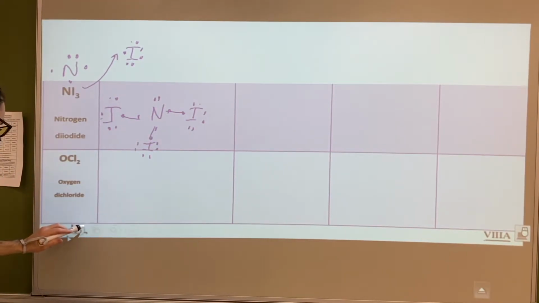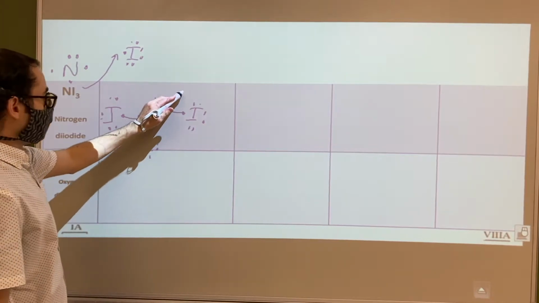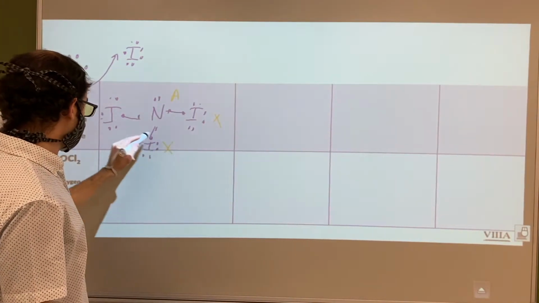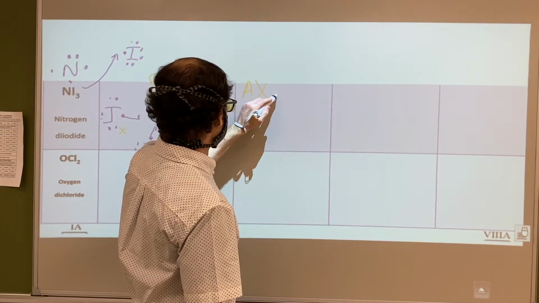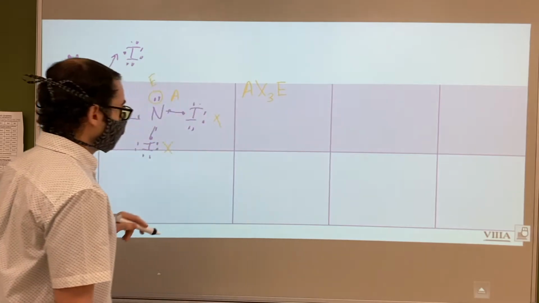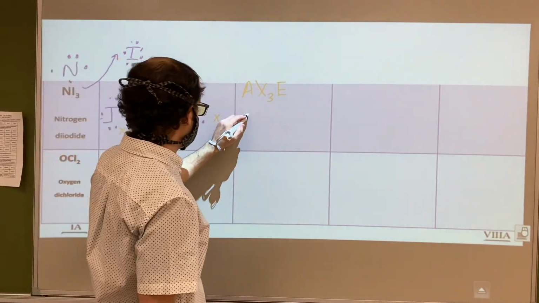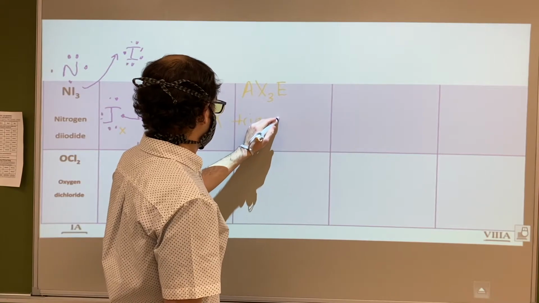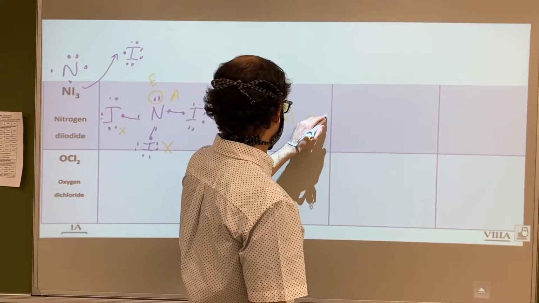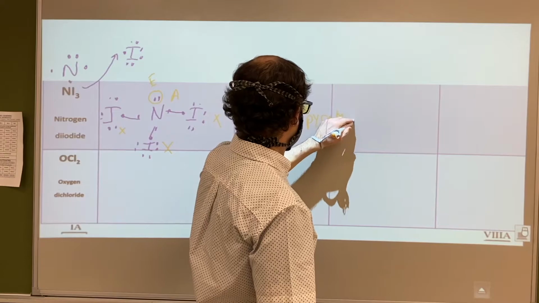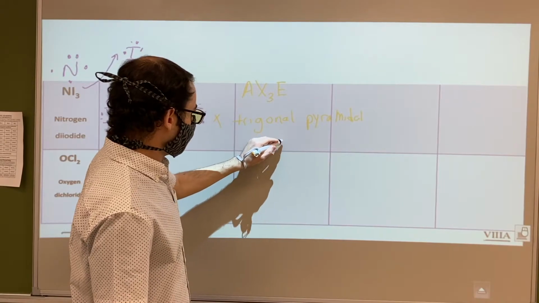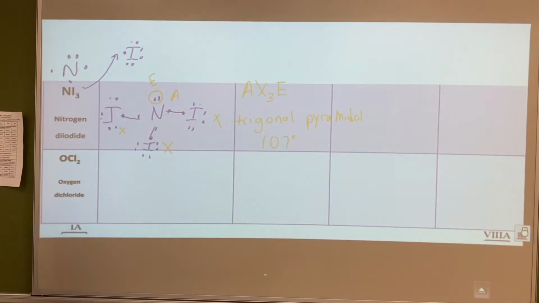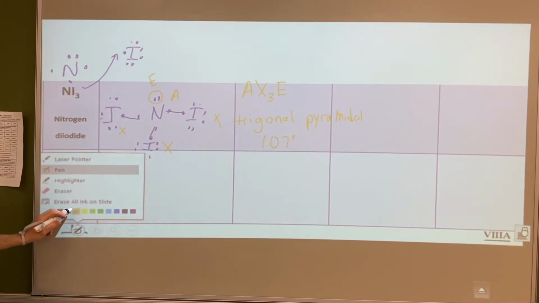So let's do the AXE first. We have an A. We have some X's. We even have an E in this one. So it's AX3E. The shape for that is trigonal pyramidal, and the angle is 107 degrees. All right, and this looks pretty good for our final version, but I'm going to draw it again over there, so we're going to add the dipoles if necessary.